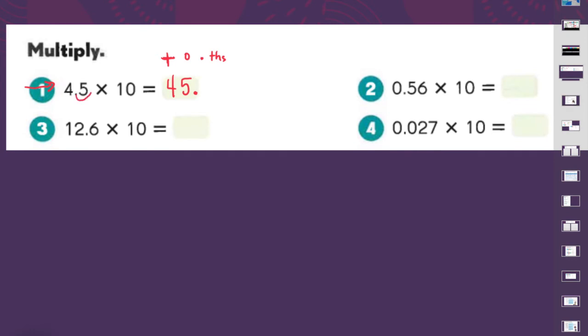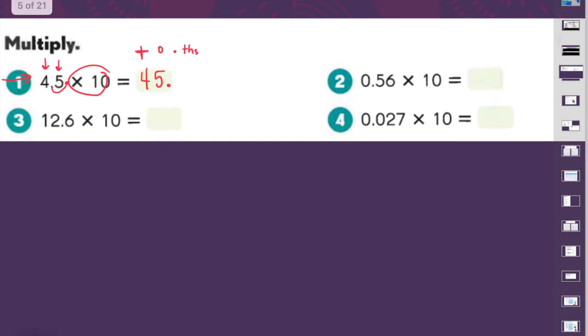Again, you can see my decimal point moved one place to the right because the value of each of these digits became 10 times greater. The value in the ones place became 10 times greater. The value in the tenths place became 10 times greater when multiplying.